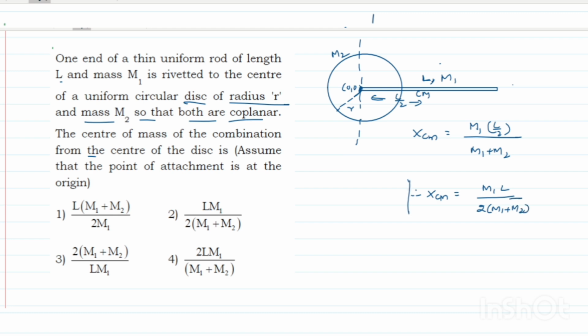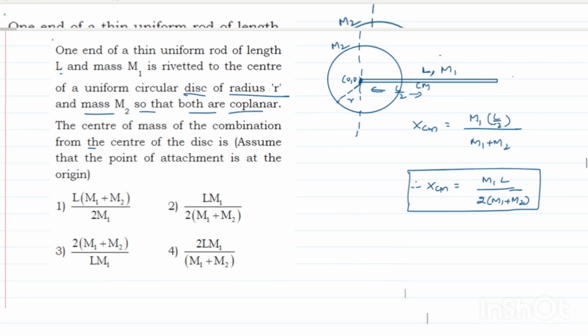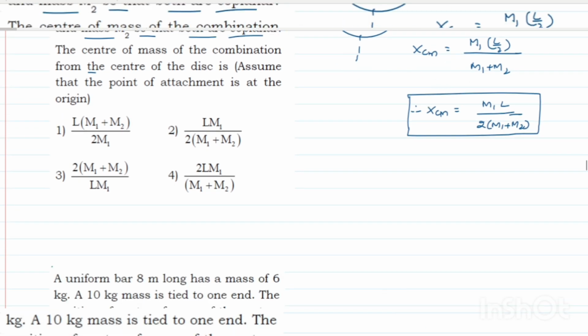So this is the correct answer. No body is lying along the y-axis, so you are not supposed to talk about the YCM values. This is the correct answer, because the rod is also going to be lying along the x-axis. Let us take the next question.